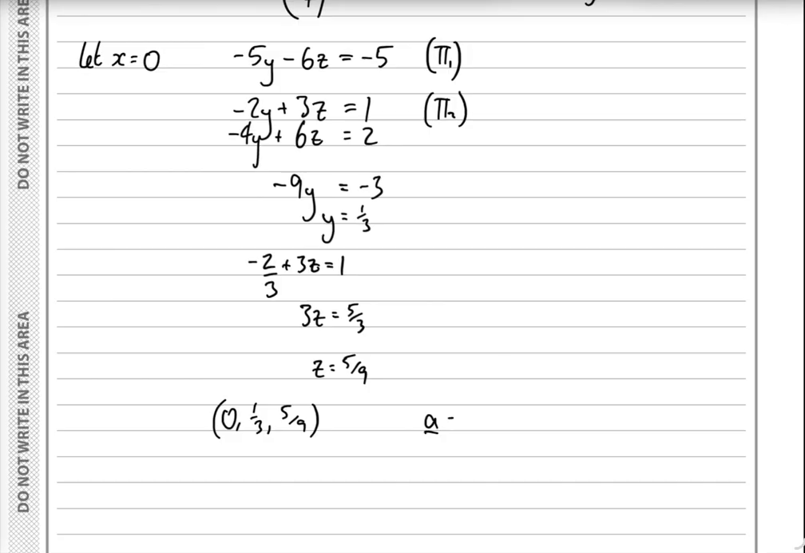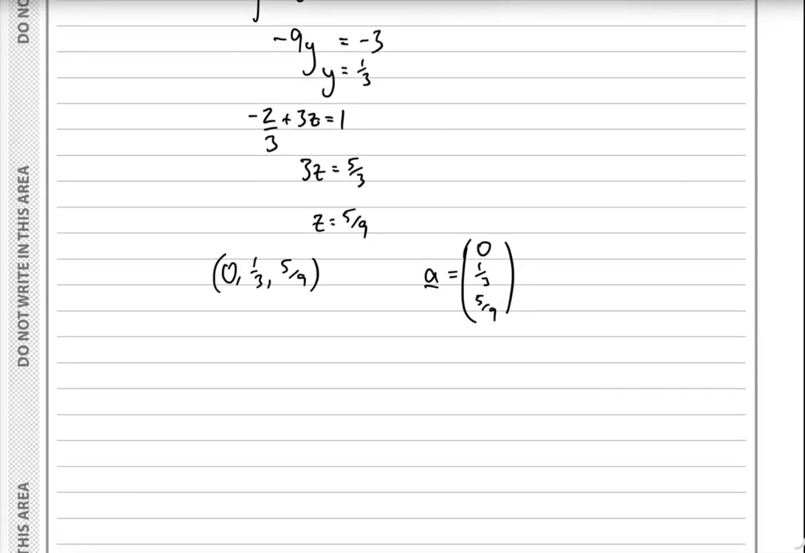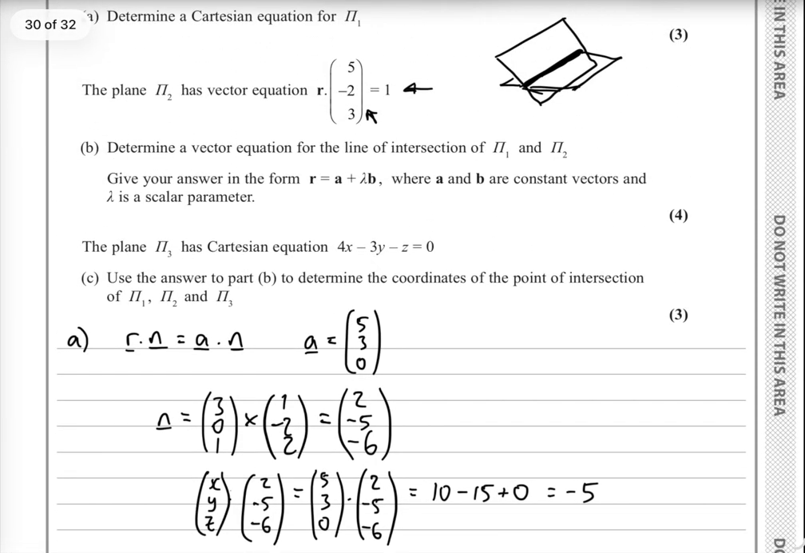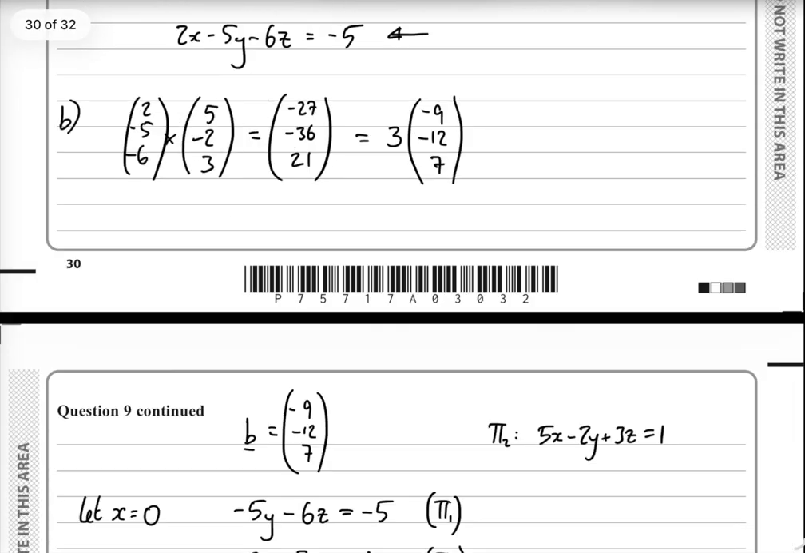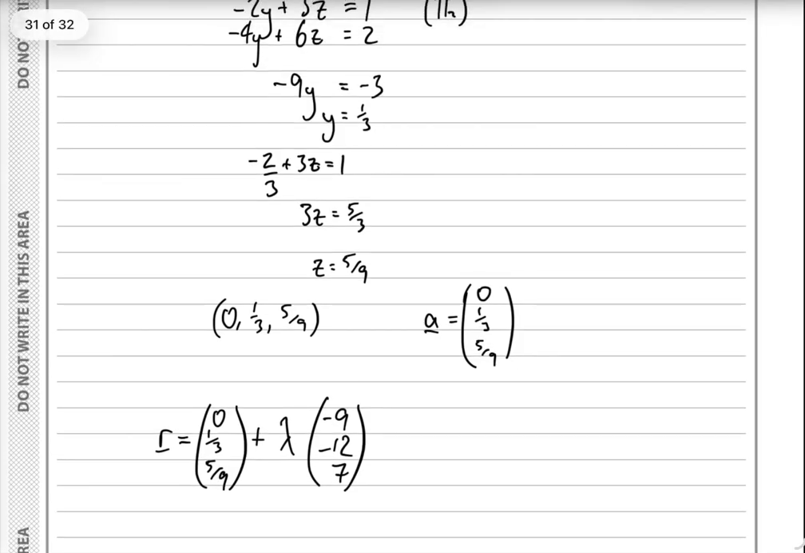So my A vector is 0, 1/3, 5/9, and I can put that together with my B vector, minus 9, minus 12, 7. And any old parameter that we like, unless we were told. I think we were actually. It had a certain format. What was the format? R equals A plus lambda B. And this is the equation for the line of intersection.